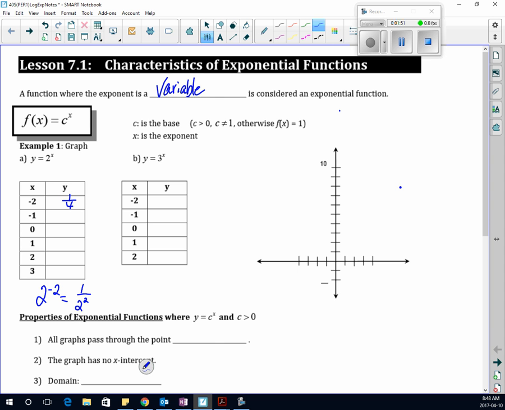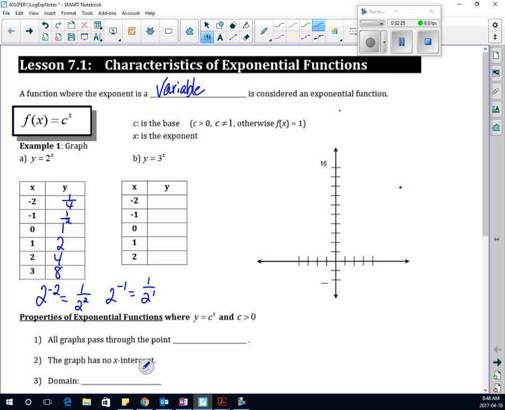Okay, what would 2 to the power -1 be? 1/2, because again, that would be 1 over 2 to the power +1, which makes 1/2, yes? What's 2 to the power 0? 1, you learned that property back in grade 9. 2 to the power 1? 2 to the power 2? 4. 2 to the power 3? 8, not 6.